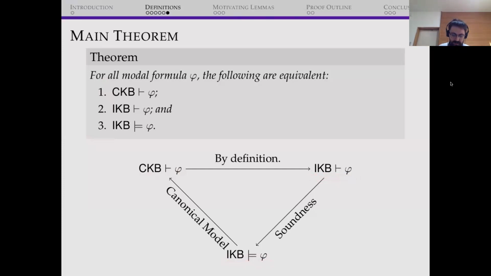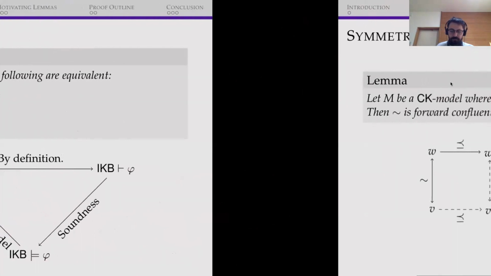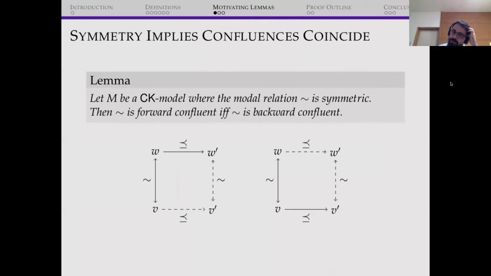And the interesting part is that if this holds in our model, we can use a canonical model argument to show that CKB can prove it. I'll go through the definition of this canonical model soon, after I give a few motivating lemmas. These lemmas are not enough to establish the theorem, but they give an intuition about why it holds.